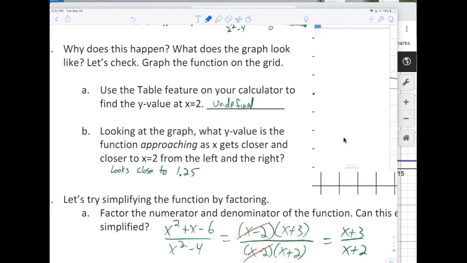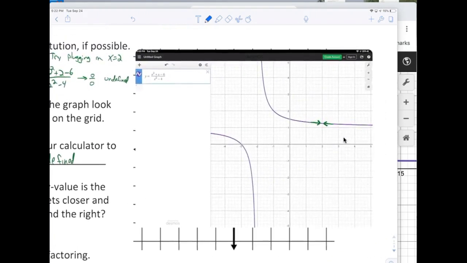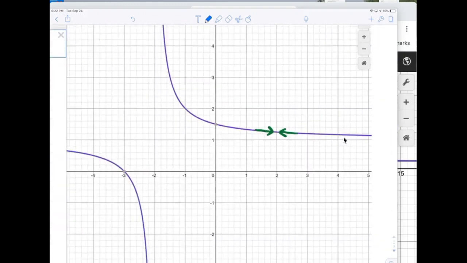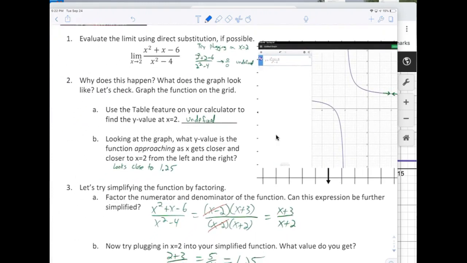So if we do look at the graph and look close to x equals 2, it does appear that we have a limit, and it looks like it's bigger than 1 but smaller than 2. It's not halfway, so I thought that it looked like 1.25, although trying to tell from this graph is certainly not an easy thing to do.